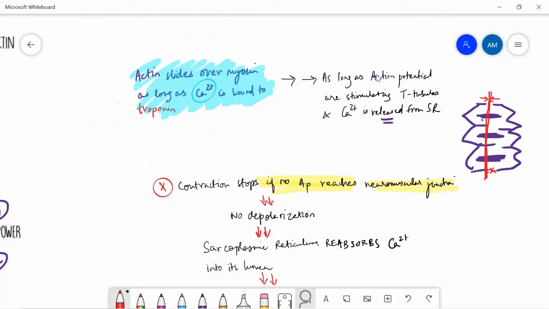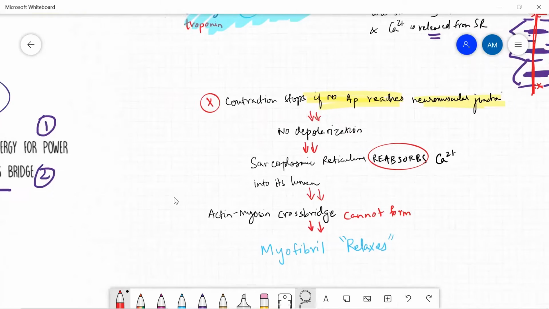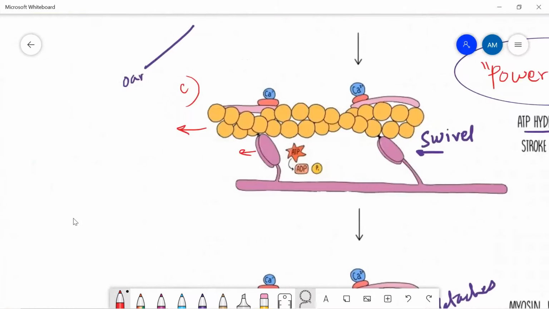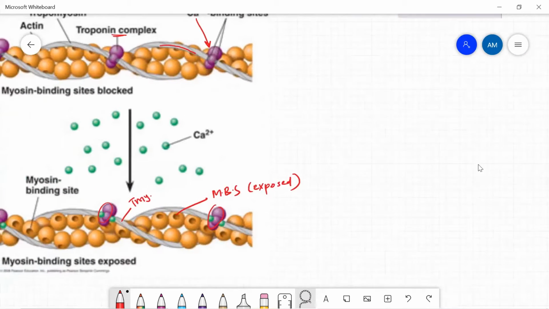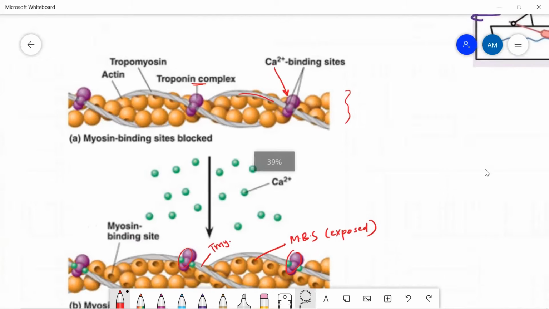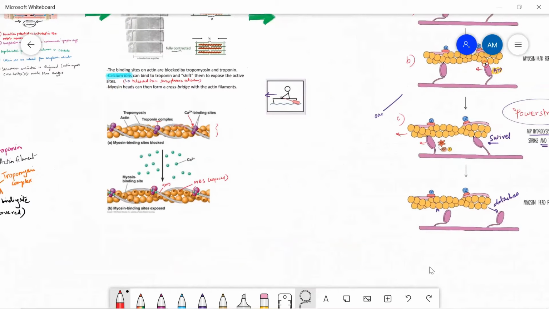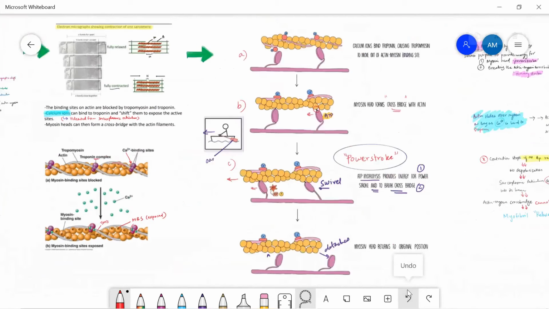Now, next what happens is, suppose neurotransmitters stop getting released at the synaptic cleft. So if no action potential reaches the neuromuscular junction, then no depolarization happens. Immediately, the sarcoplasmic reticulum will start reabsorbing. It will start taking back all the calcium ions into its lumen. And when the calcium ions are gone, what will happen is, in this particular stage that we studied over here, the calcium ion will no longer bind to this troponin tropomyosin complex, and again this state will be attained. That is, all the myosin binding sites will get covered. If myosin binding sites on actin get covered, the actin myosin cross bridge won't form. If there is no cross bridge, then you will not find any more sliding. So contraction will stop completely.